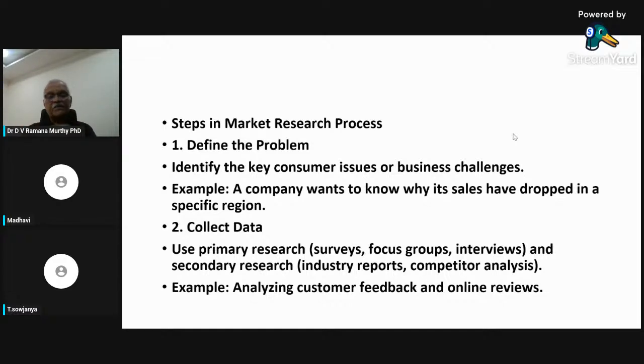For example, a company wants to know why its sales have dropped in a specific region. Mind it, please note. You're offering a nationwide product in the market. Then say in the southern region, or some northern region, eastern region, whatever it is, there's a little drop in the sales. So that is the problem. Your product is going well in XYZ regions, but it is not going well in A region. That is the definition of a problem. You could identify that, that is defining the problem, and then analyze and all that.